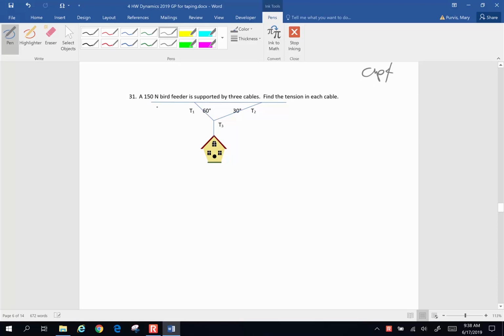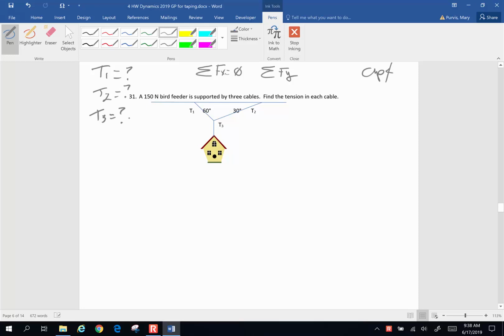A 150 Newton bird feeder is supported by 3 cables. Find the tension in each cable. So again, we have a static situation, so the sum of the forces in the x direction equals 0, and the sum of the forces in the y direction equals 0. And we are looking for T1, T2, and T3.